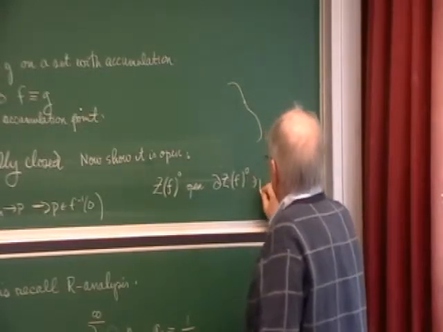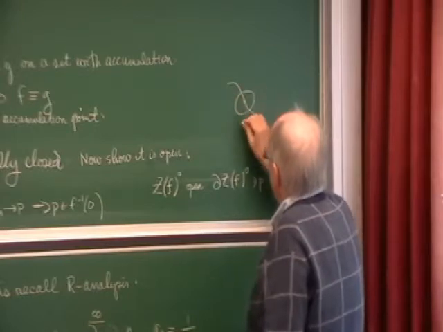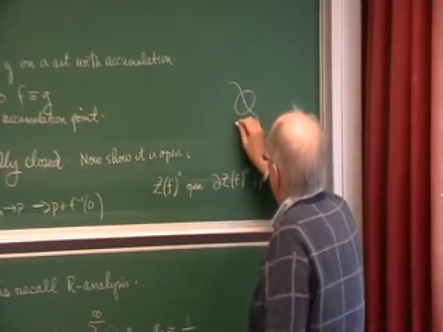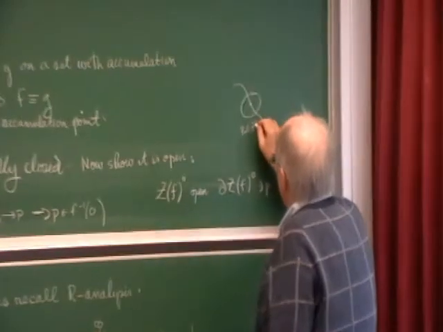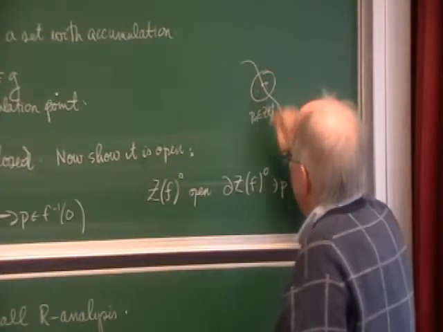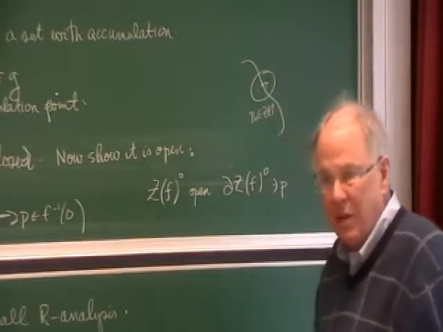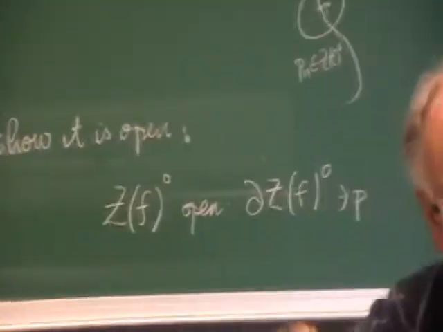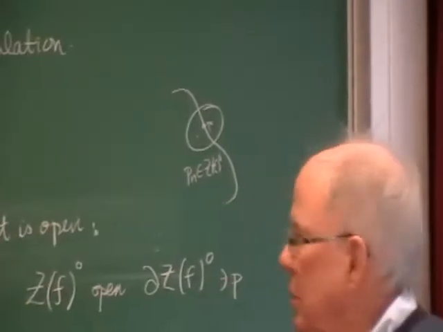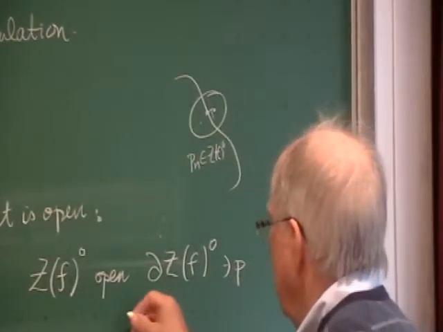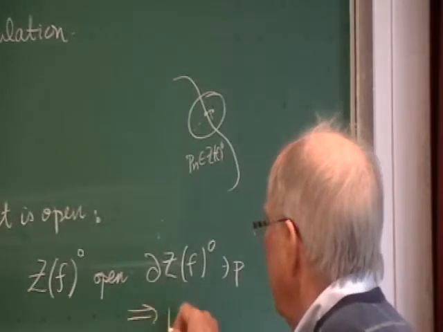Let's take a point on the boundary. It enters the interior like here. Here we have a Pn in the interior converging to P. If I take something on the boundary of the interior, that says that P is in the interior.